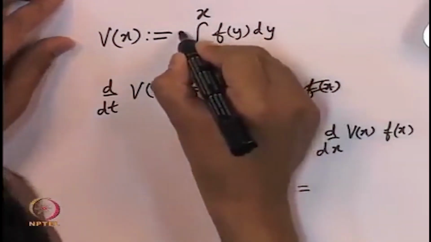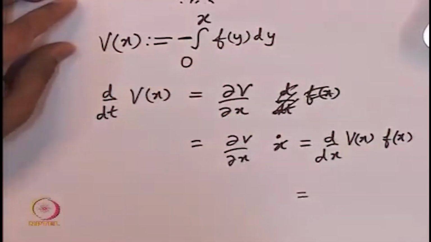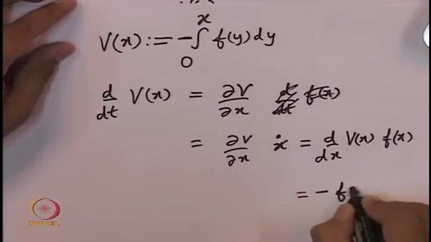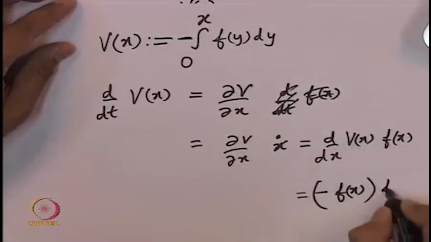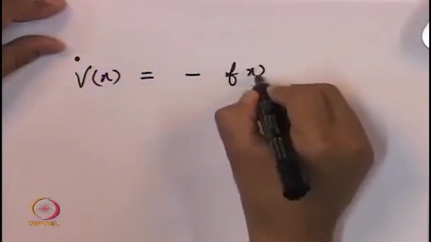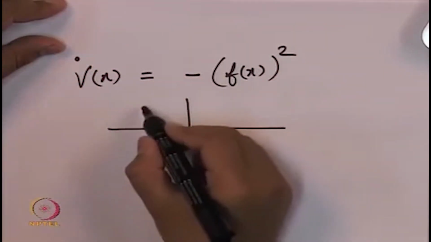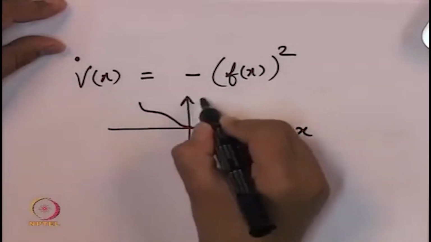Sorry, we had a negative sign in our definition of the Lyapunov function. That negative sign is really crucial. So this is nothing but minus f of x. This is the rate of change of v of x times f of x. So we have finally concluded that v dot of x is equal to minus of f of x whole square, and recall that the f of x graph that was drawn was like this.